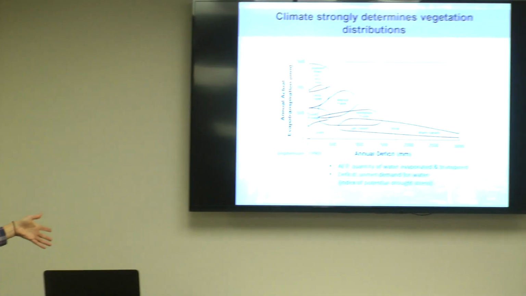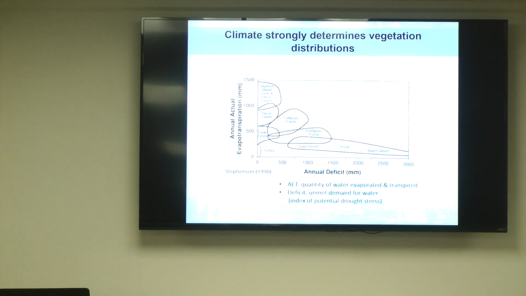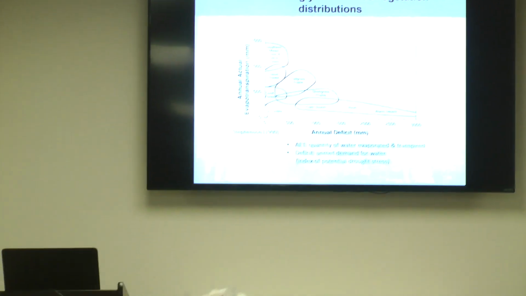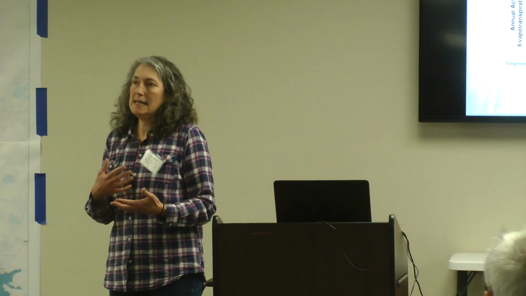These two here, AET, actual evapotranspiration, which is the amount of water that actually gets evaporated or transpired by plants. And then deficit, the unmet demand for water, which is a really good index of drought stress for plants. It's essentially what they don't have available to them but would like to. So climate really strongly determines vegetation distributions. We know that. We've known that for a long time.